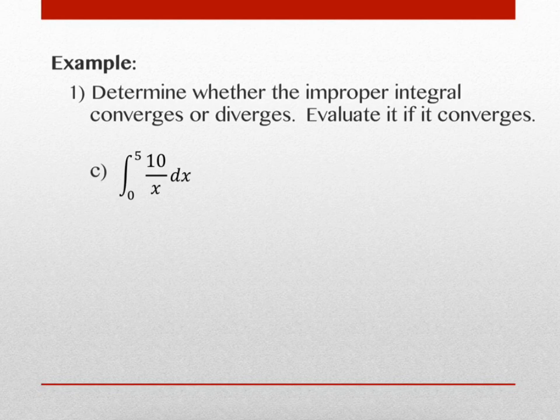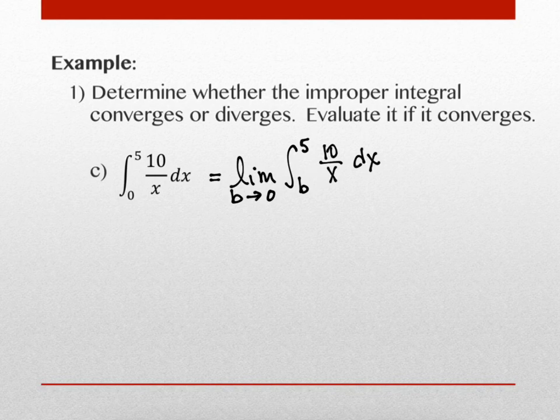We've recognized it at the beginning, so I'm going to put it in here right now. So this is going to be the limit as b goes to 0 this time. And then I have the b to 5. And while I'm doing this, I'm going to leave this as 10 over x on this one. 10 over x. What's the antiderivative of 10 over x?